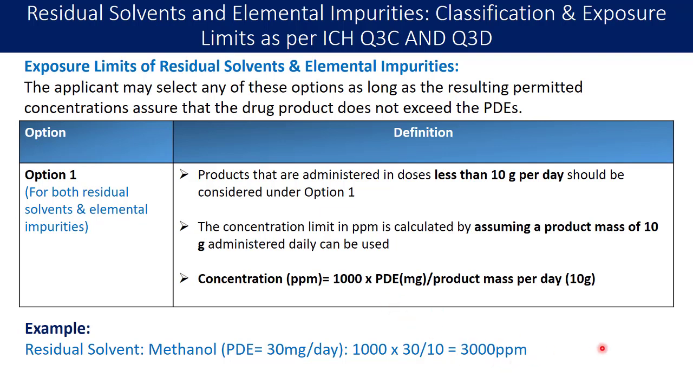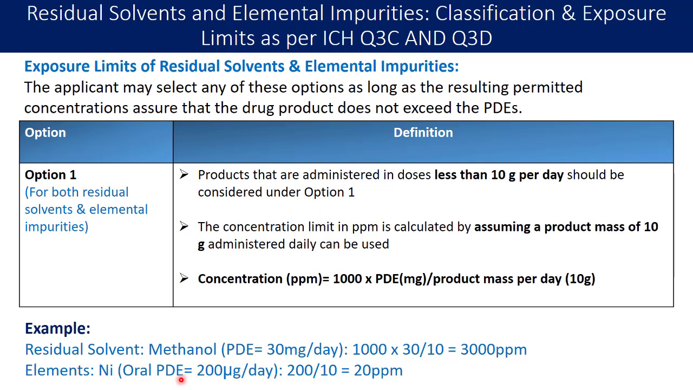Let us now take an example from the elemental impurities side. Let us assume nickel is your elemental impurity, and this is the oral route of administration. The PDE value for nickel for the oral route is 200 micrograms per day. So what is the calculation formula going to be now? 200 microgram divided by 10. If the permitted daily exposure value is in mg, then this 1000 is required. So look at the methanol calculation where 1000 is used. Why? Because the given permitted daily exposure value of 30 is in milligram.